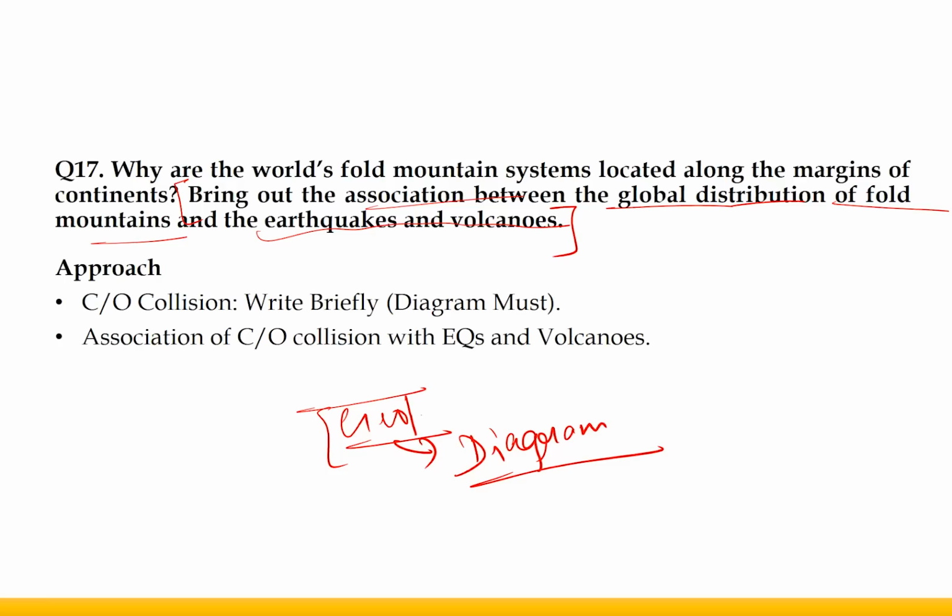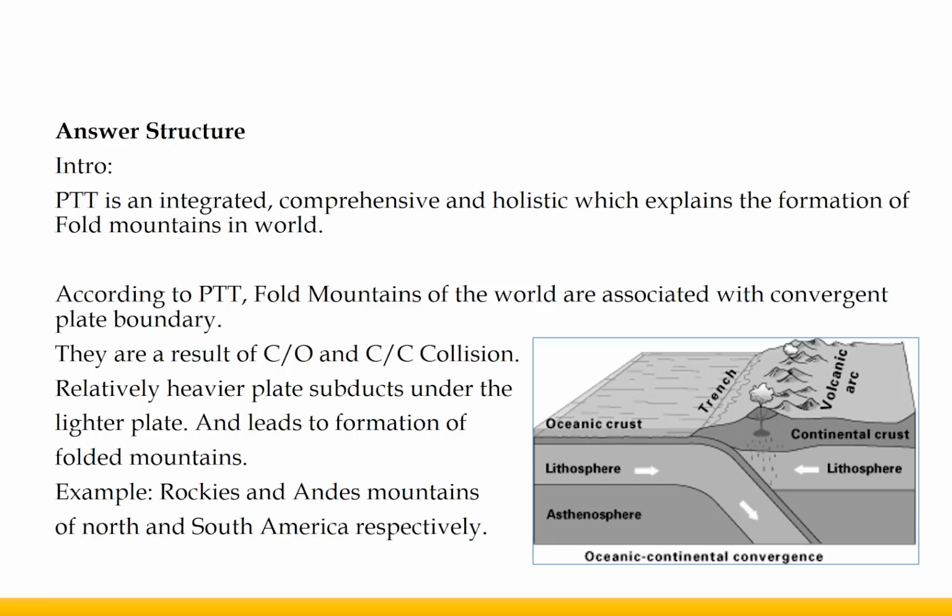So the first part of the question should basically consist of the continental oceanic collision and the continental continental collision in a line or two. Diagram is a must over here. The second part of the question, where diagram is not so important, is the association of continental oceanic collision and continental continental collision with earthquakes and volcanoes. We'll understand it better through the answer structure. I'll highlight the keywords over here for you to understand what should not be missed in this question.